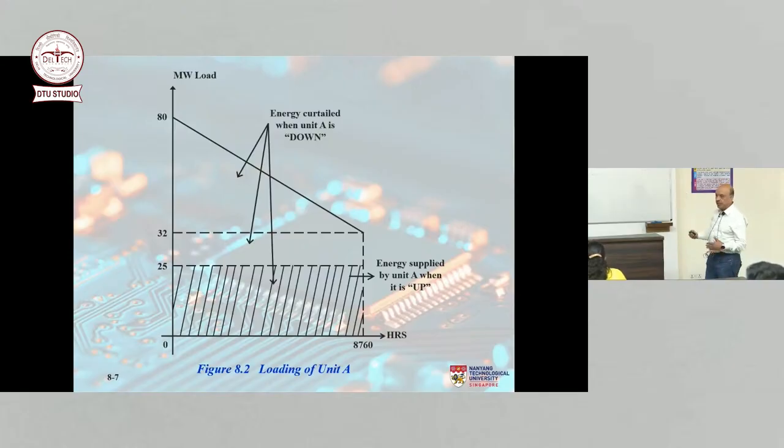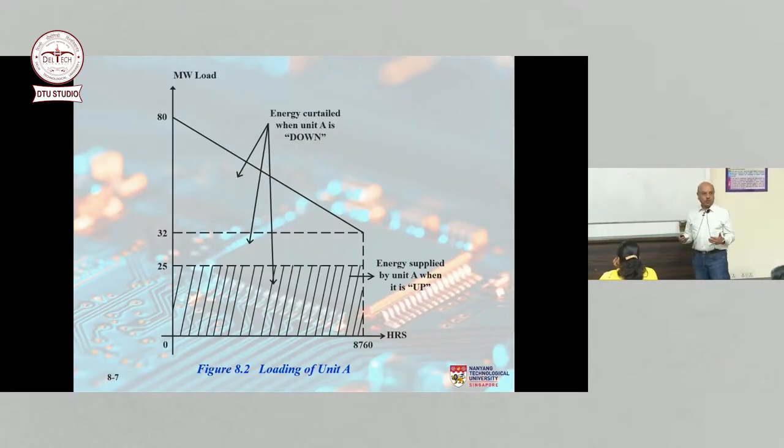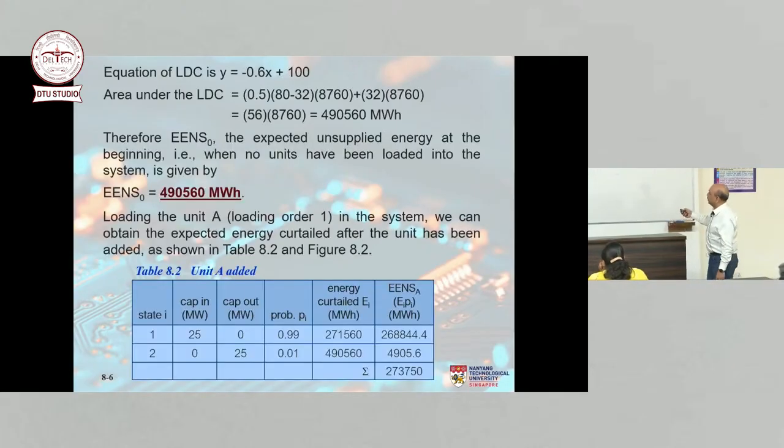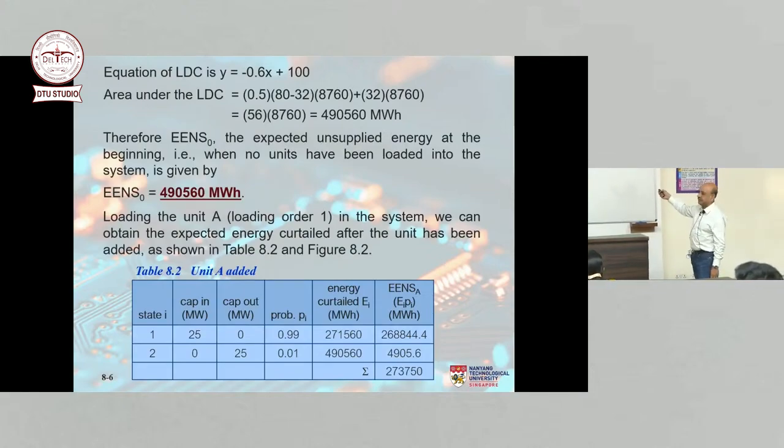We just saw that. So initially, when no generator is loaded in the system, what is the energy curtailed? If no generator is loaded in the system, I'm not supplying any energy, correct? That means the total area under this is the energy not supplied, the energy curtailed. You can find the area under this triangle. You know how to find that: half of base times the height. And you can find the area under this rectangle, that's 32 times 8760. Then you can add them up. So you know the total energy required by the load, correct? The total energy required by the load turns out to be 490560 megawatt hours. So this is our expected energy not supplied before any generator is loaded. I call it EENS 0, before any generator is loaded.